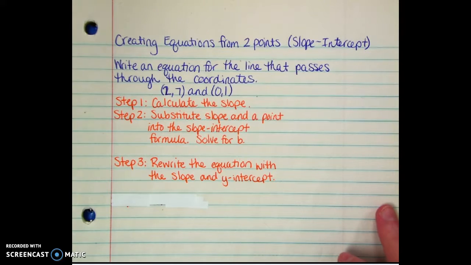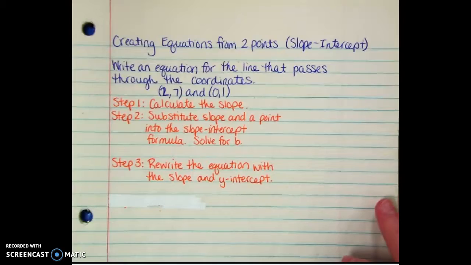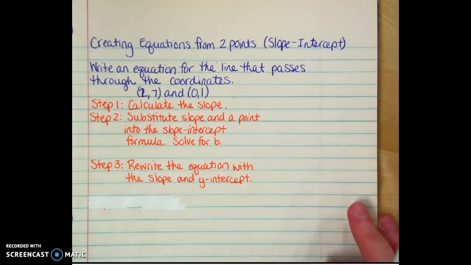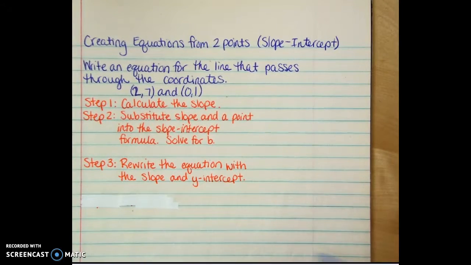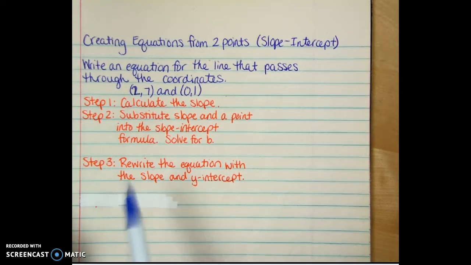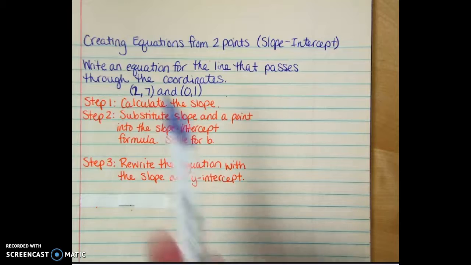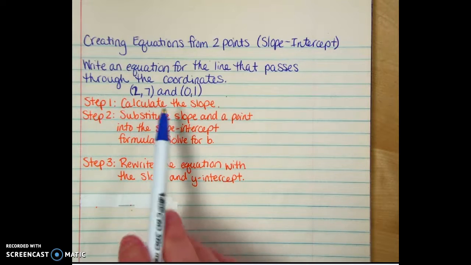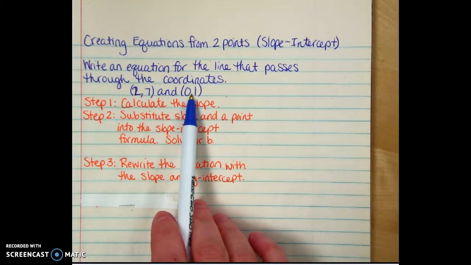These notes are on creating equations from 2 points, and this is a little bit different from what we have been doing. But first, here's an example that I'm going to walk you through. I've already written out the steps. I'm going to do the work over here. It says write an equation for the line that passes through the coordinates. So here's 2, 7, and 0, 1.